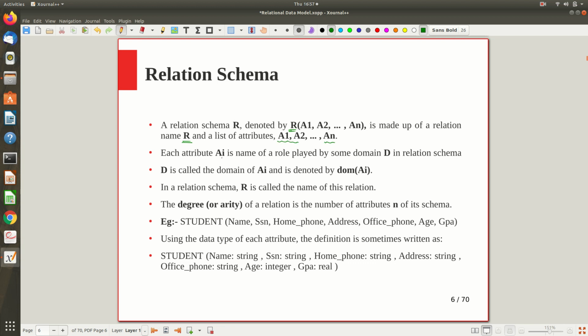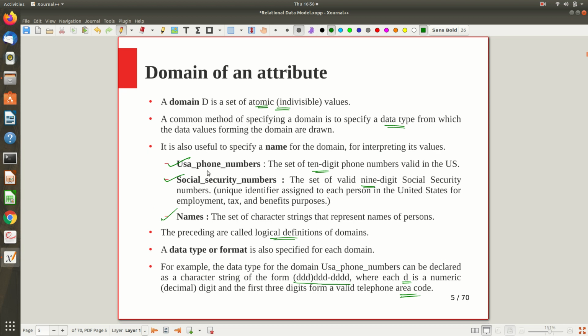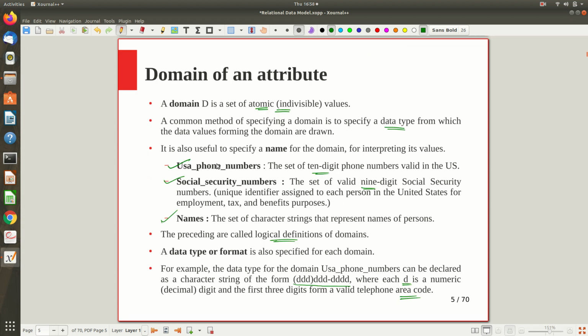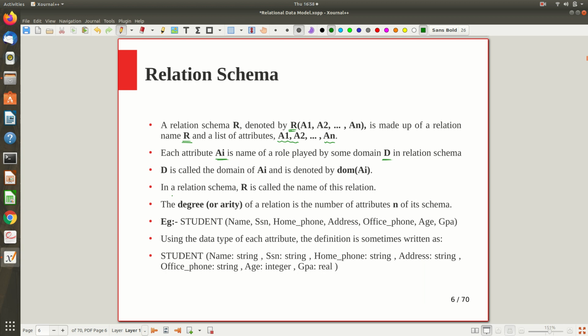Each attribute AI is the name of a role played by some domain. So corresponding to each attribute there is a domain, or an attribute is nothing but the role name of the domain. So you can represent it by an attribute like that. For each attribute there is a corresponding domain, and D is called the domain of AI, and this is how you can represent the domain of the attribute AI. So in a relational schema, R, that is the name of the relation, is called the name of the relation, and typically you can associate something called the degree or arity of a relation, that is the number of attributes in it.